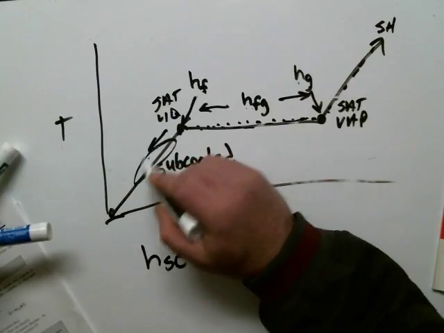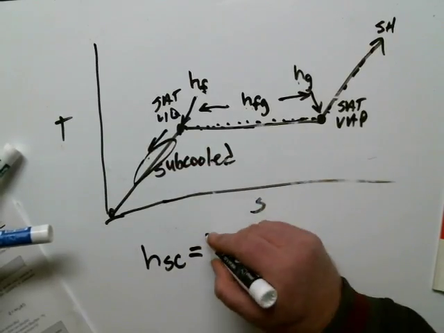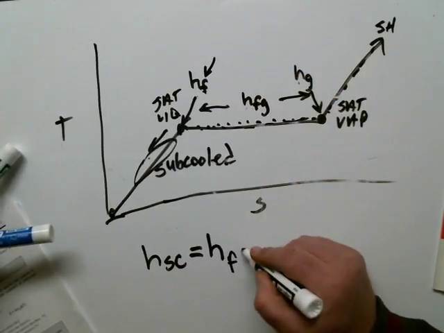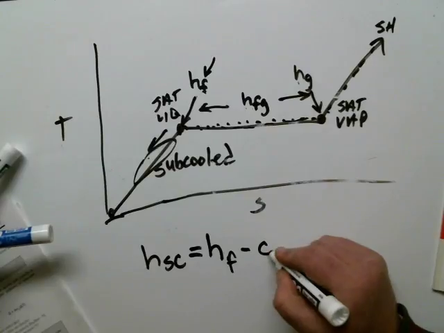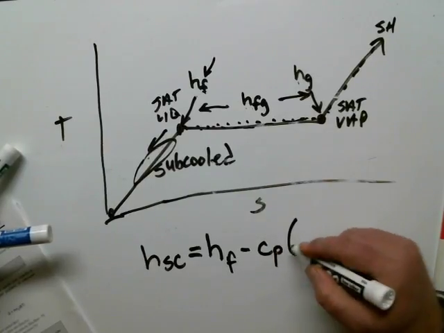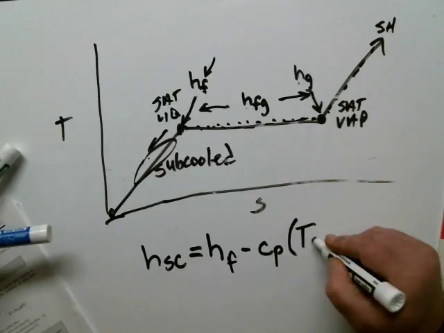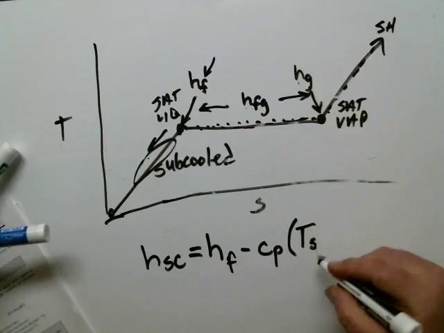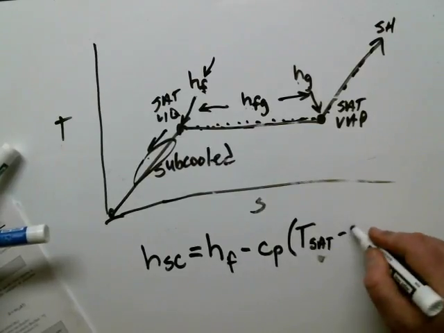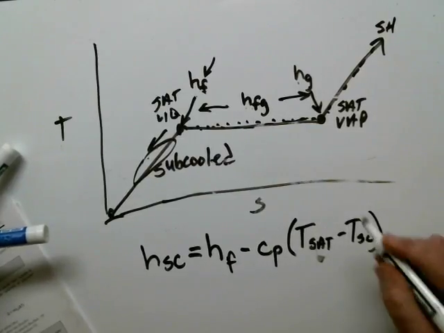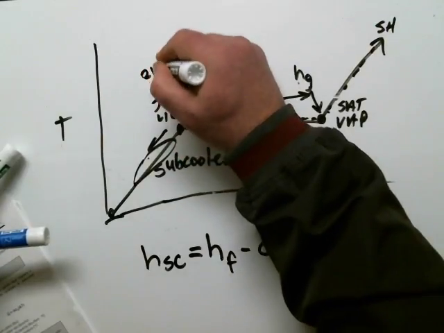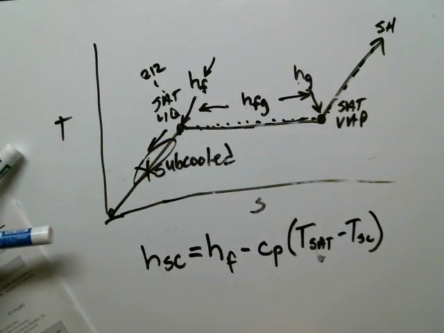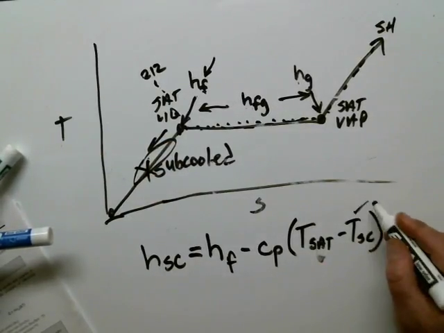But what about if I'm down here? Well, I know then I'm something less than the enthalpy of a saturated liquid. So it's going to be H sub F minus, well, looky here, the specific heat capacity times the temperature saturated minus the temperature subcooled. So if this was atmospheric, this would be 212 degrees at this temperature right here. And then where are you? What temperature is the water? That would be the actual subcooled temperature, this temperature.